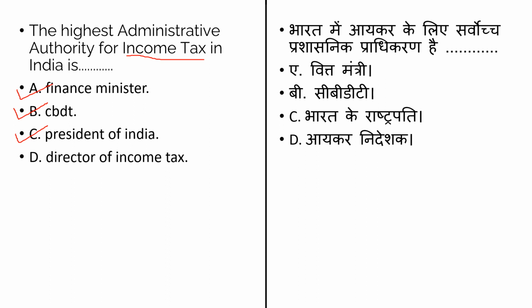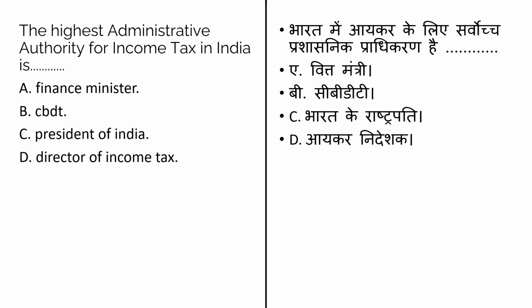And the last option is Director of Income Tax. Section 2 Clause 34C, the Principal Director of Income Tax: as per Section 2 Clause 34C of the Income Tax Act 1961, unless the context otherwise requires, the term Principal Director of Income Tax means the person appointed to be a Principal Director of Income Tax under sub-section 1 of Section 117.